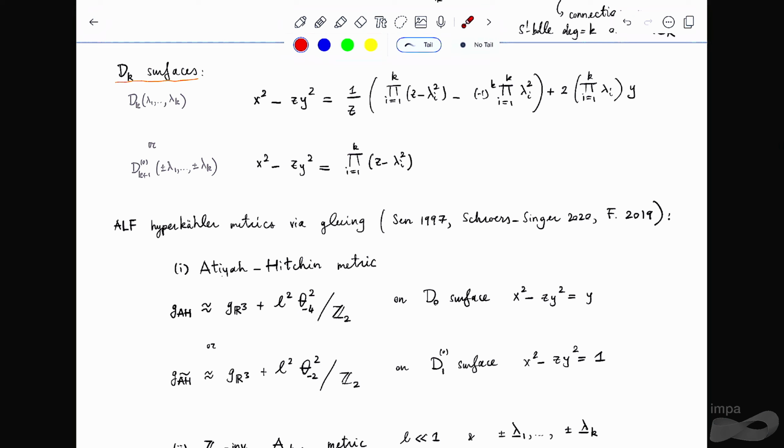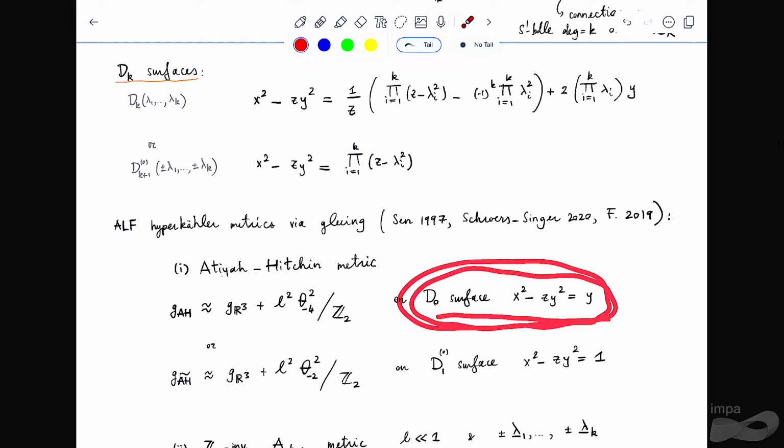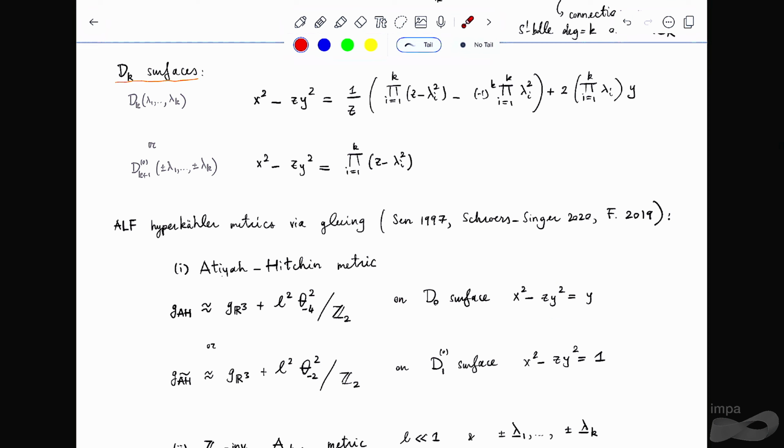So very roughly, one starts with the simplest Dk surface, the D0 case. So we have this D0 surface. This actually carries an explicit hyperkähler metric, the Atiyah-Hitchin metric. So in this case, there are continuous symmetries, and it is actually a homogeneity one hyperkähler metric that can be given in terms of solving some ODEs.